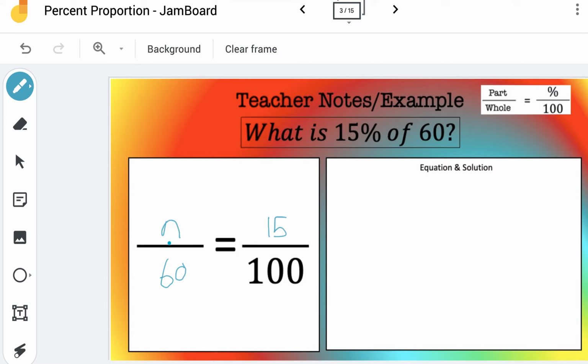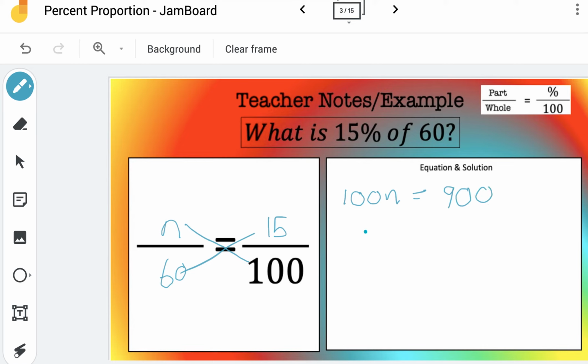Okay? So now what we do, we need to write an equation. Okay? And remember, anytime you have two equal ratios, the cross products are the same. So I know that 100 times n is going to be 100n. And that's going to equal, okay, 60 times 15, which is 900.